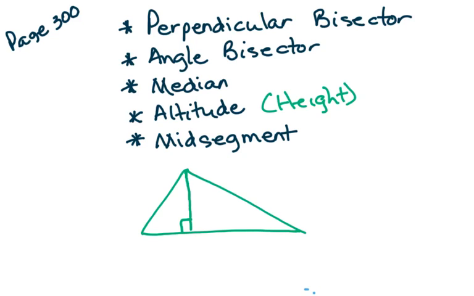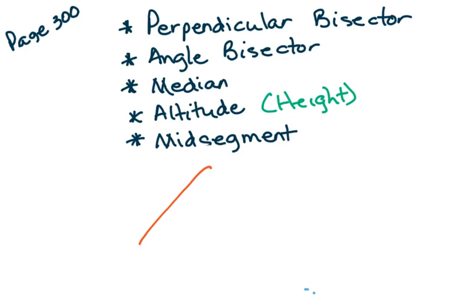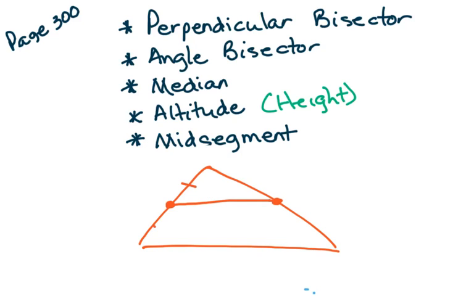Okay? And the last one is mid-segment. So if I have a triangle like that, and I find the middle of this line, and the middle of this line, shall we say? I hope that's right. Then this and this are the same, and this and this are the same, and that's called the mid-segment.